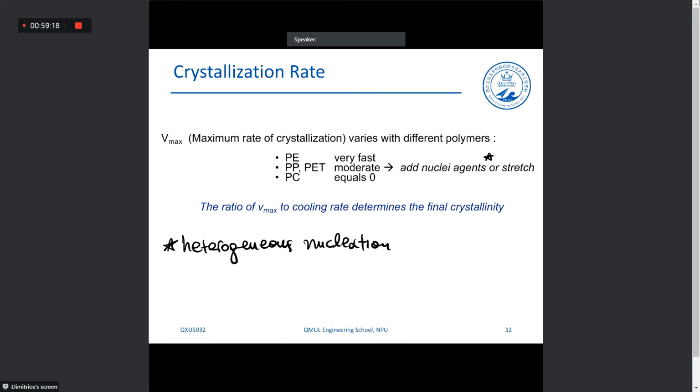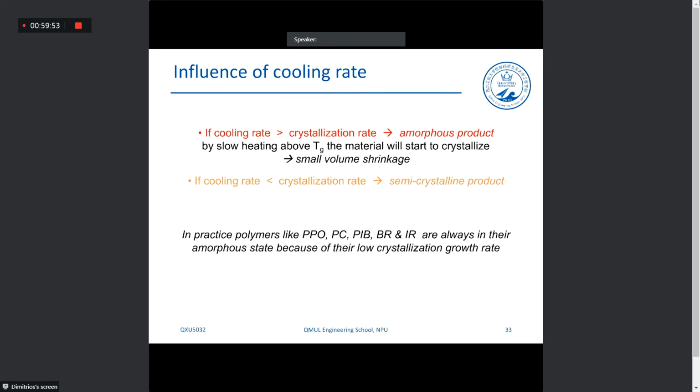Let's say the increase in the rate of crystallization when we have particles such as nucleation agents. So different polymers. I only want you to remember from this slide that different polymers have different degrees of crystallization, and essentially, when we increase the rate of crystallization through the use of nucleation agents or stretch-induced crystallization, in this case, what we do is affect significantly the final crystallinity of our material.